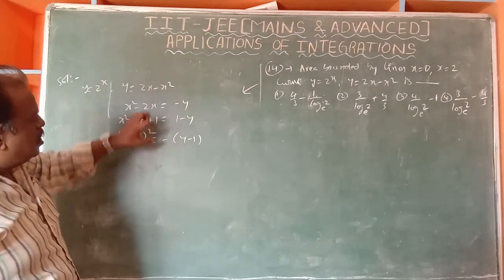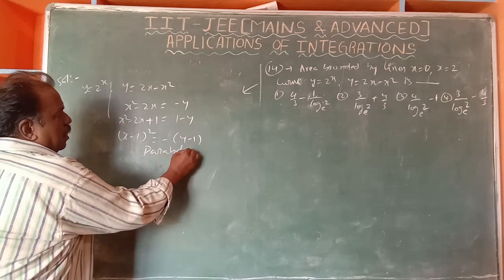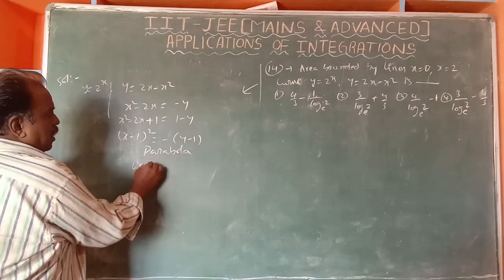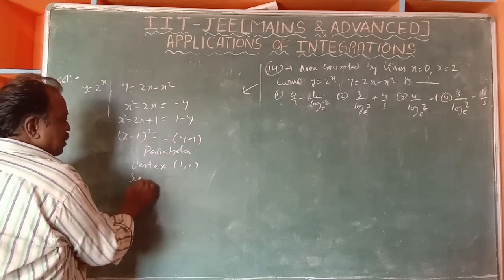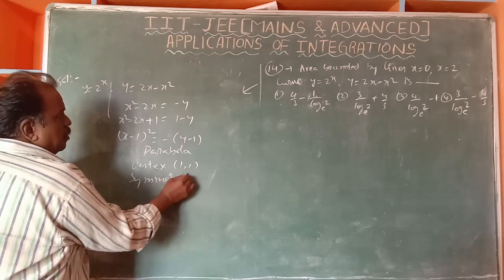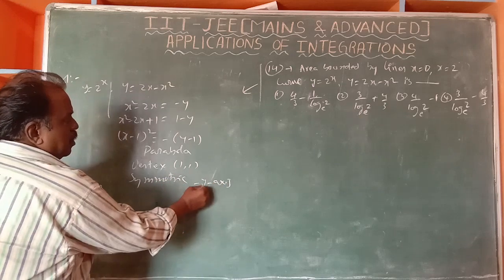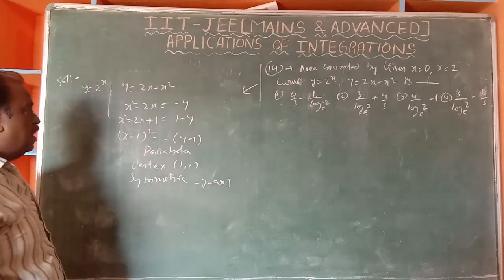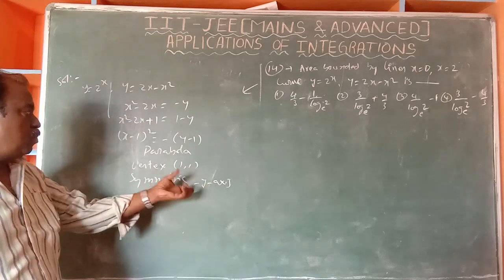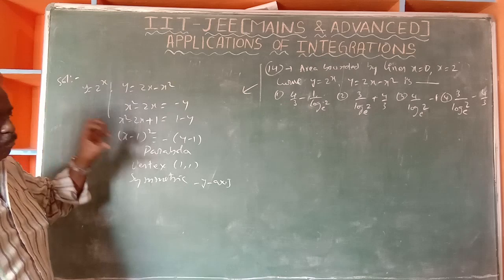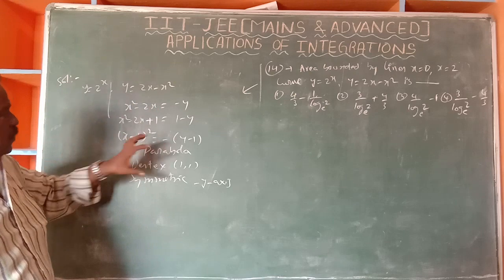So this is of the form x² = -4ay, a parabola whose vertex is (1, 1). And this is symmetric to the negative y-axis. Do you agree? There is a minus sign and x² is there, so it is symmetric to the minus y-axis. All these are simply for knowledge purposes, but you have to learn it.